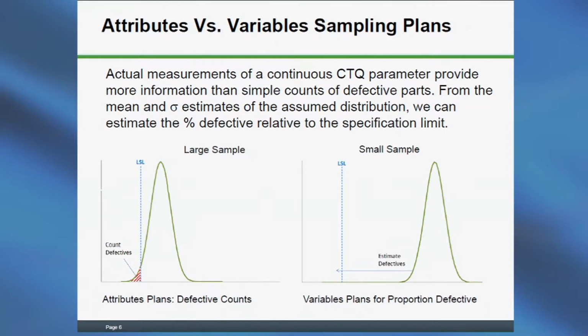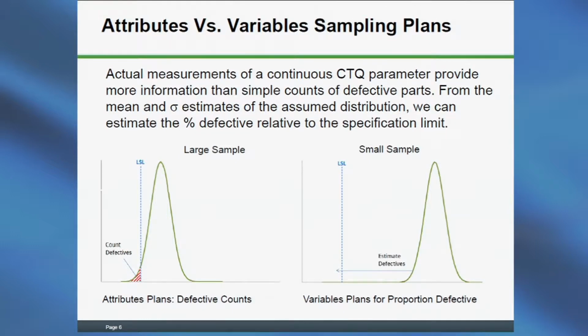So if I take a small sample, and my sample mean and my sample standard deviation put me far out away from the specification limit, I do not need a large sample to prove that I'm not going to have very many defectives in that sample.